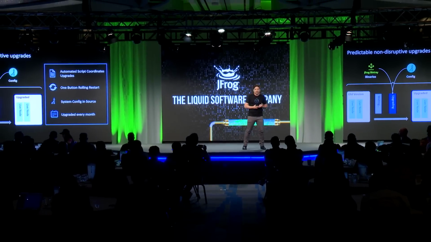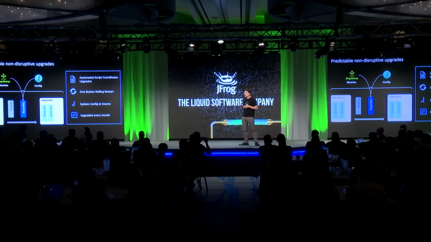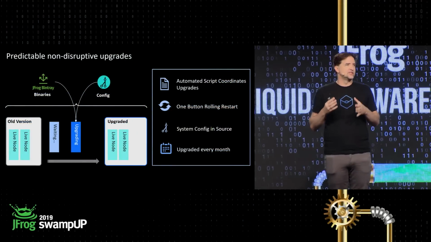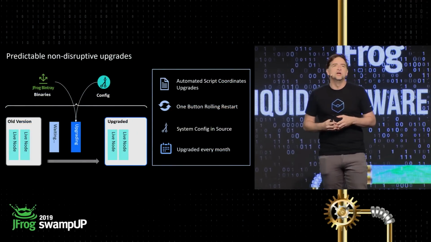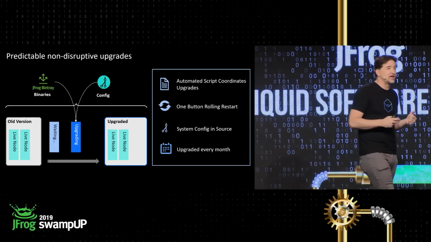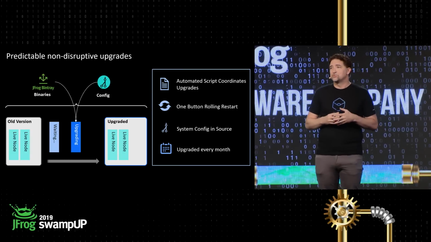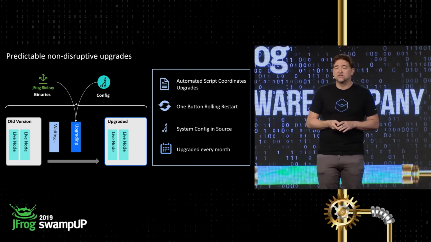The second thing we learned is it was really important for us to have predictable and non-disruptive upgrades of the Artifactory environment itself. Right? When you build a system like this, it's so core to how everyone's DevOps processes work. You need it to be available online all the time. We needed the latest and greatest Artifactory software all the time.